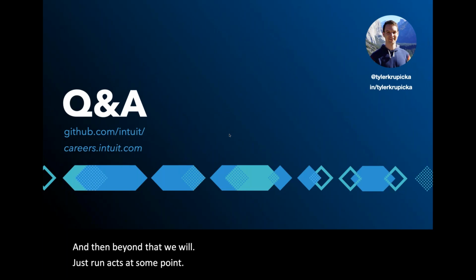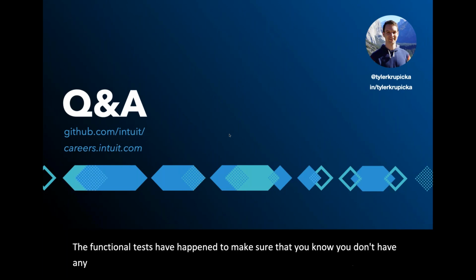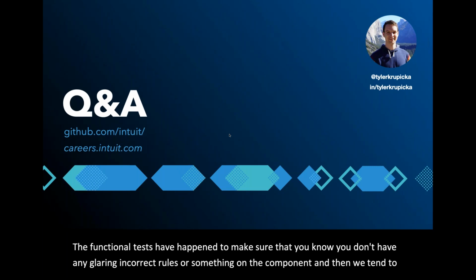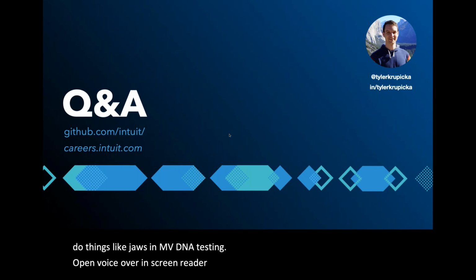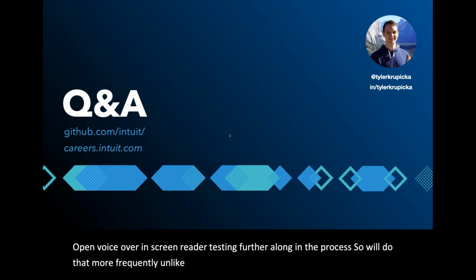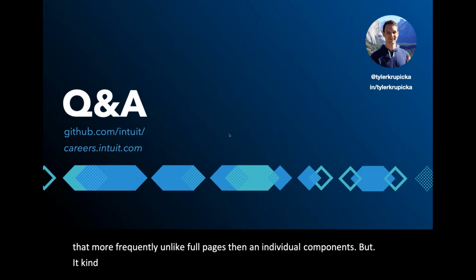after the functional tests have happened, to make sure that you don't have any glaring incorrect roles or something on the component. And then we tend to do things like JAWS and NVDA testing and VoiceOver and screen reader testing further along in the process. So we'll do that more frequently on full pages than on individual components. But it all depends on how complicated the component is.